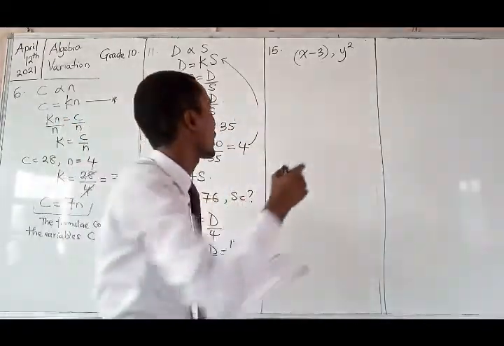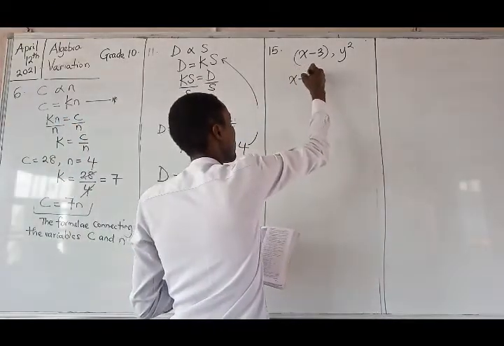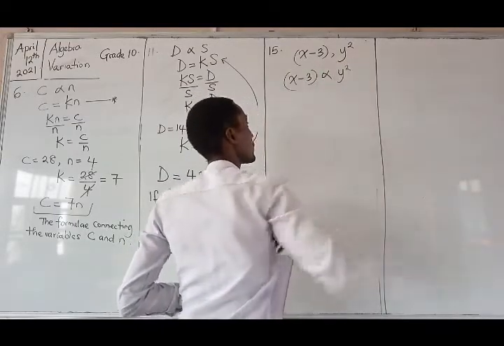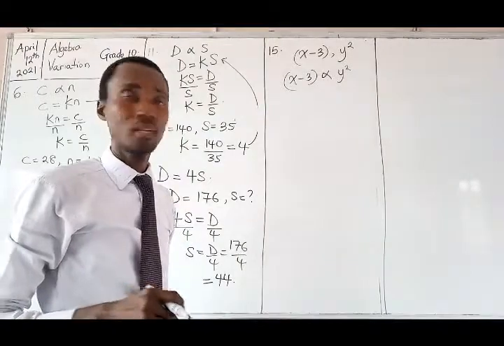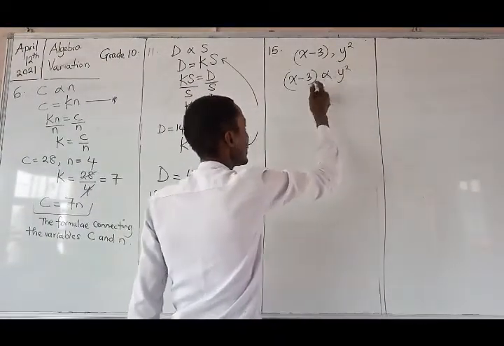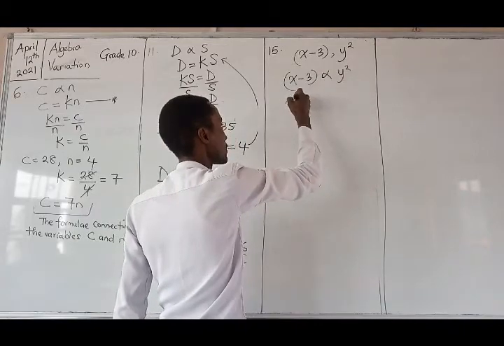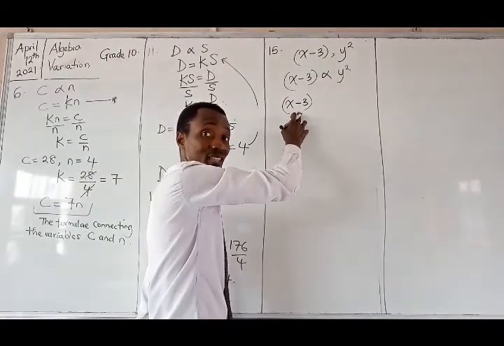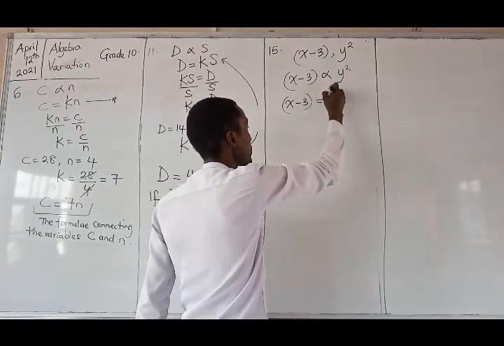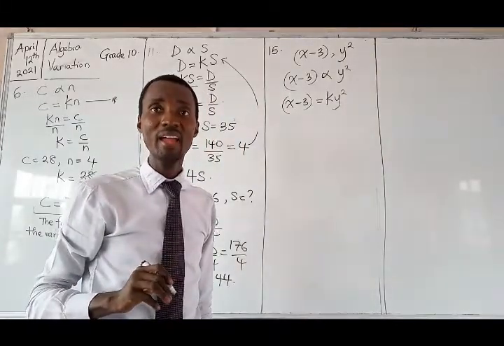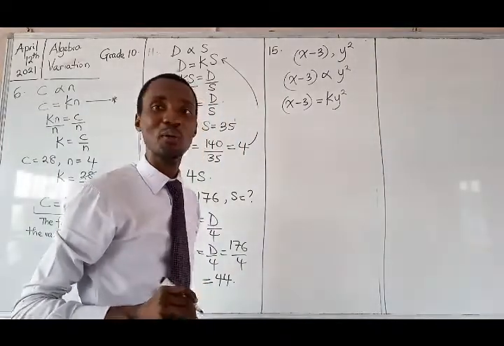So let's connect them together now. This is what it's going to be like. So that's what you're going to have. x minus 3 is proportional to what? y squared. So you change this one now to what? I will advise you to always put this in a bracket, please. Always case it in a bracket. Equal to what? k y squared. k what? y squared.